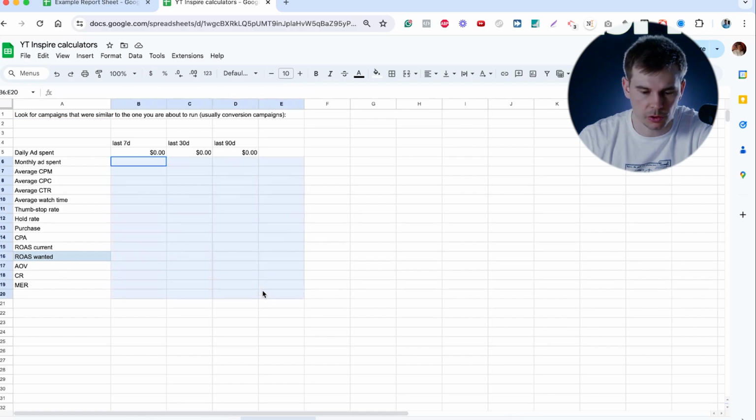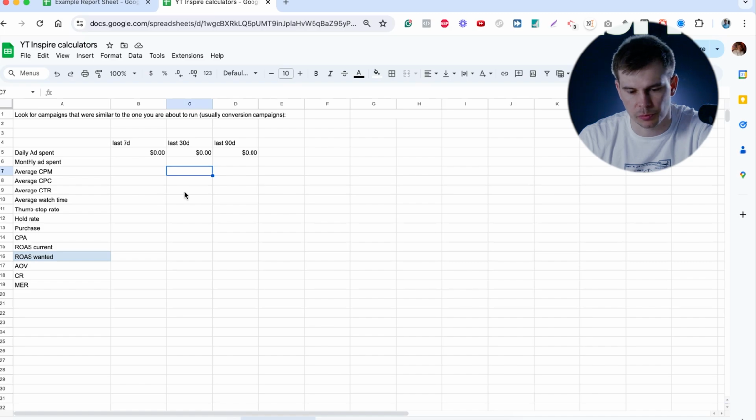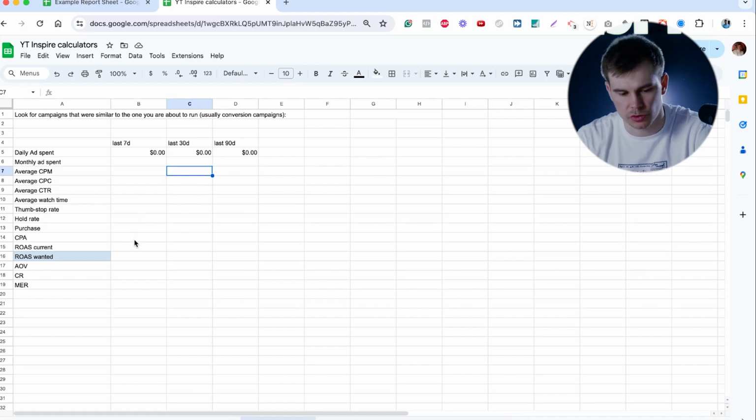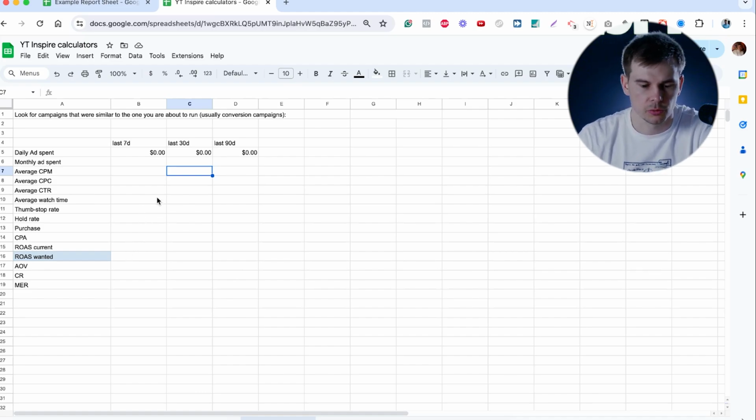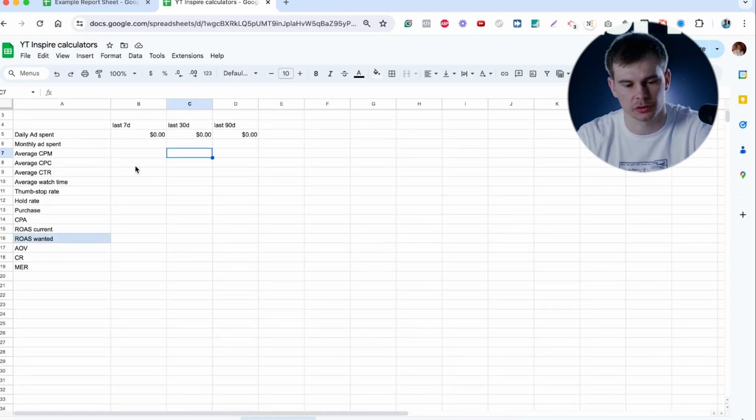When you input all of these numbers, you would see, okay, our CPM went down from 20 to 15, our click rate went down from 1.5 to 1.1. When we have a lower click rate, people are probably buying less, conversion rate is lower, and stuff like that. So when you have those numbers, you can easily spot why ROAS went down or up and which lever you pulled that actually had an impact on that ROAS.